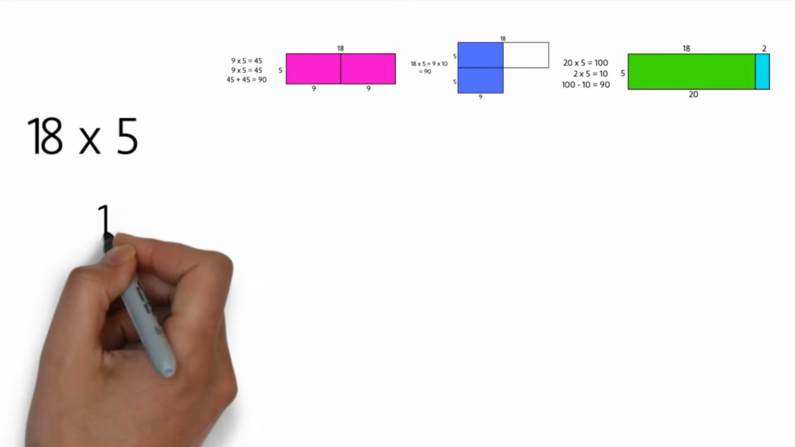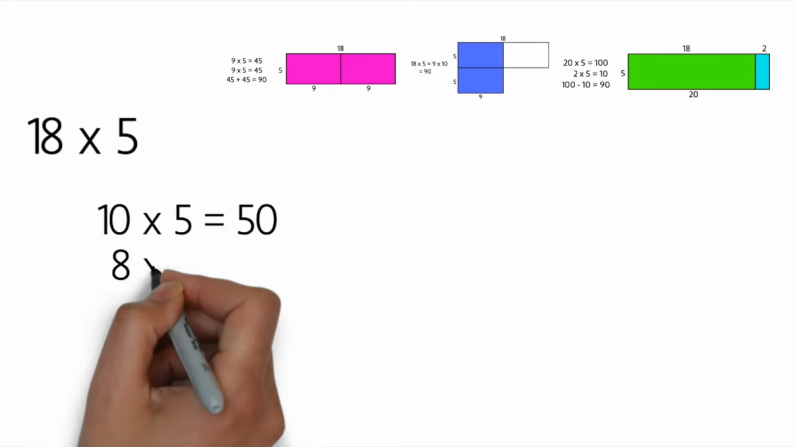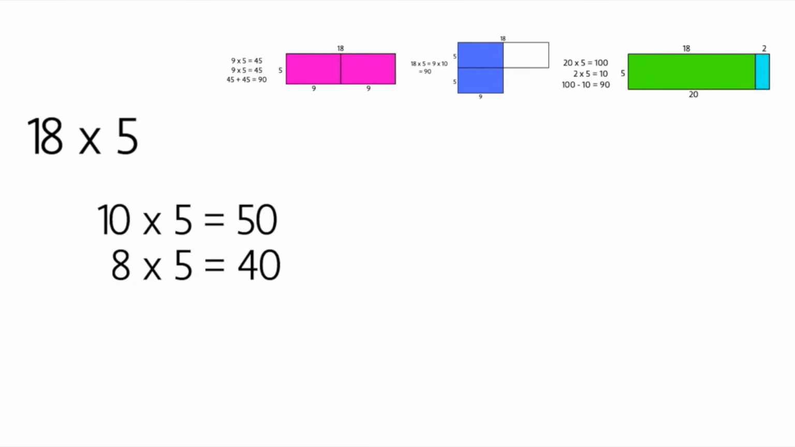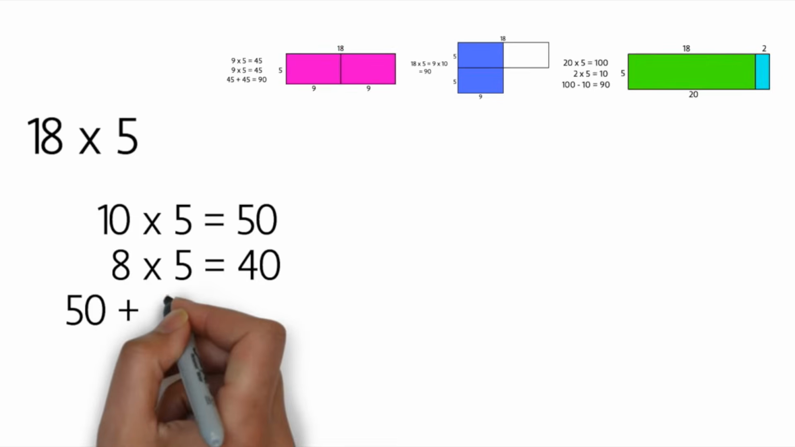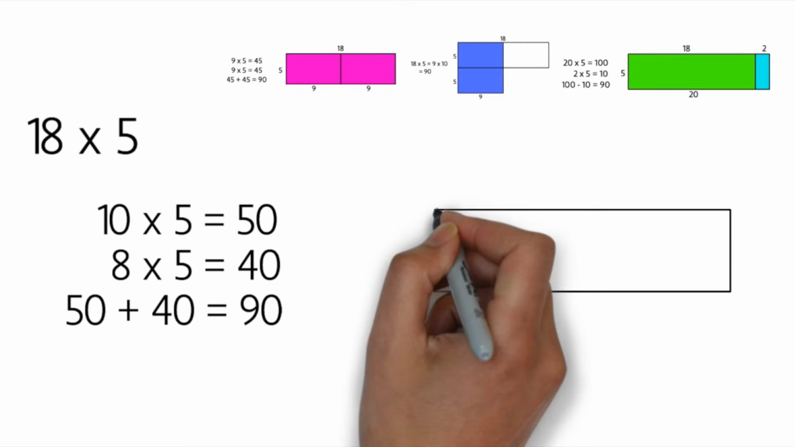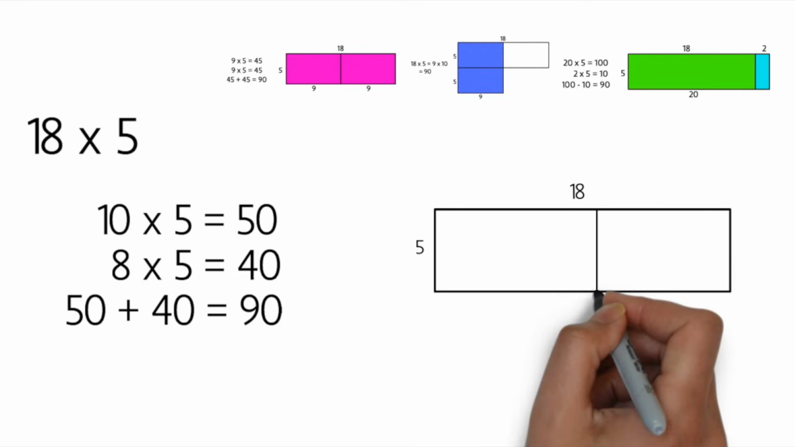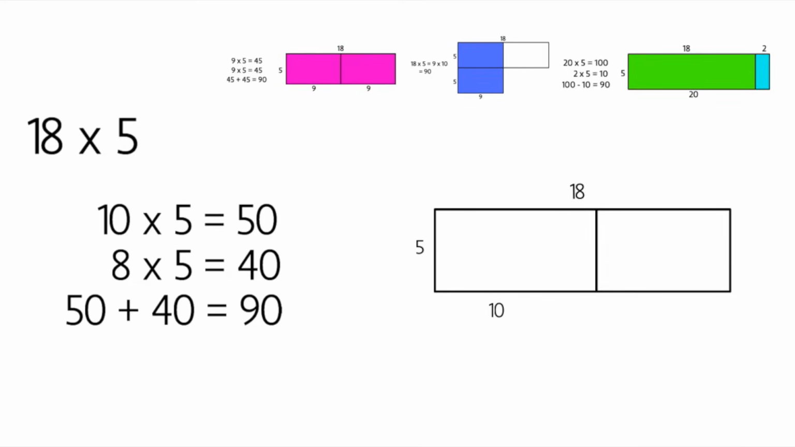A fourth way to solve this is somebody might say that they want to break up the 18 to work out 10 times 5 and then 8 times 5 and add those solutions together. And the visual of that is, if this is our 18 times 5 rectangle, then we can find our 10 times 5 and 8 times 5 rectangles, and they would look something like this.